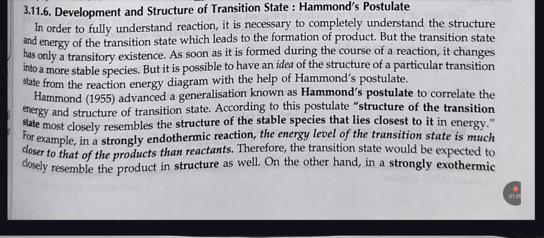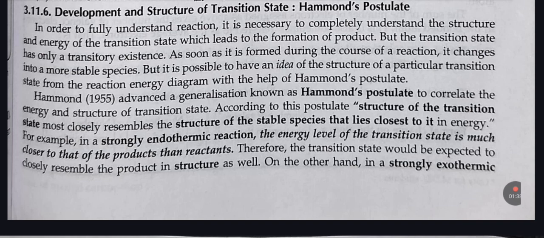Hammond in 1955 advanced a generalization known as Hammond's postulate to correlate the energy and structure of the transition state. According to this postulate, the structure of the transition state most closely resembles the structure of the stable species that lies closer to it in energy.